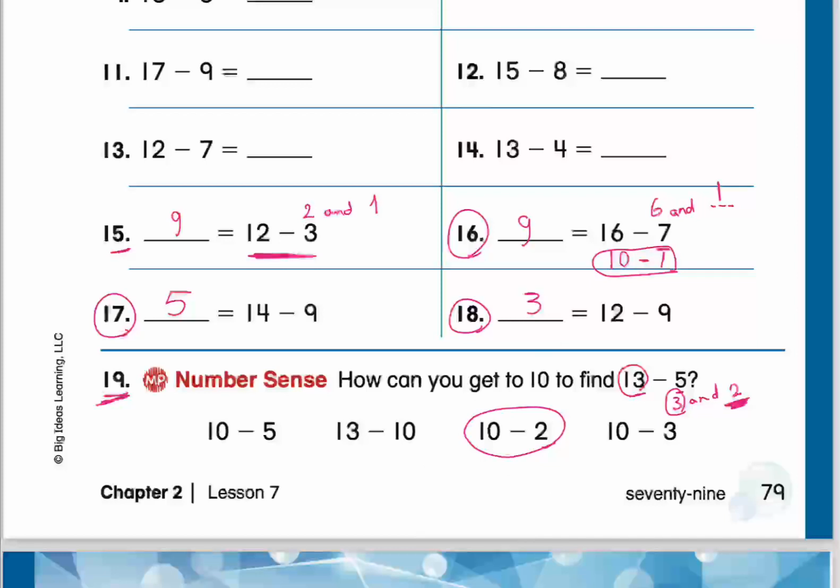Okay, great work, my heroes. And now I want you to go to Classera and open assignments. You will find the assignment with the name of this lesson. The name should be Get to 10 to Subtract, and solve it. In Classera, assignments, you will find the name of the lesson, Get to 10 to Subtract, open it and solve it.